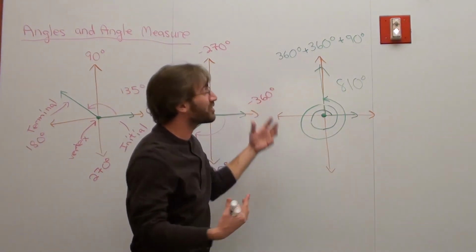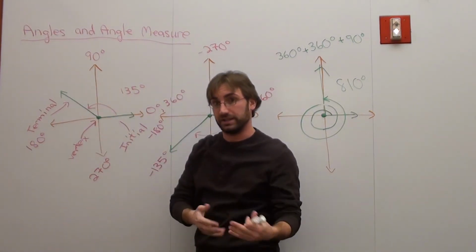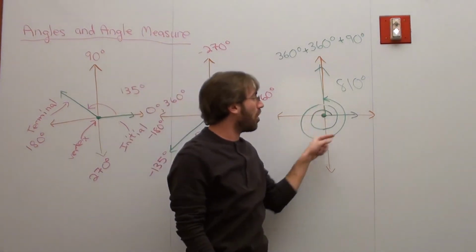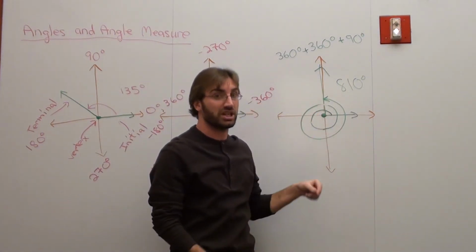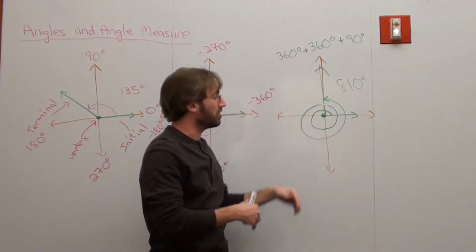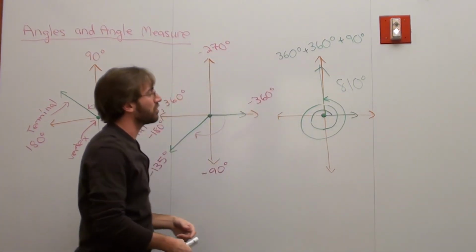But that's introduction into angles. If you're going counterclockwise, it's positive. If you're going clockwise, it's negative. And you can always go in multiple rotations. It doesn't have to stop at one rotation. You're not limited by 360. You can keep going. And you're not limited by negative 360 either, which is really cool.